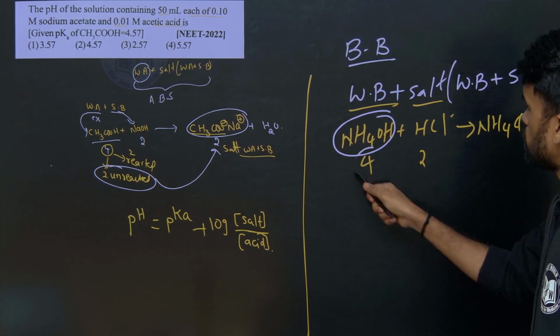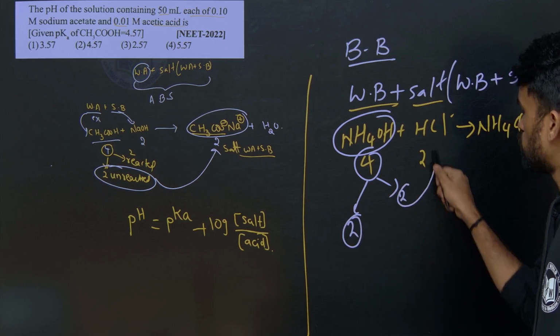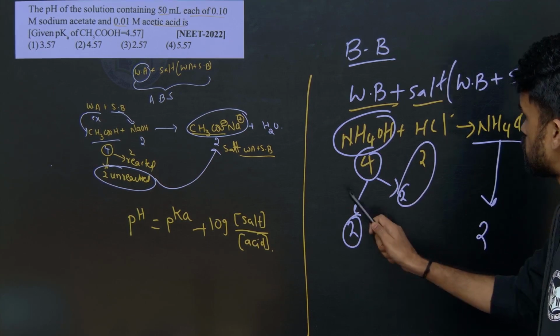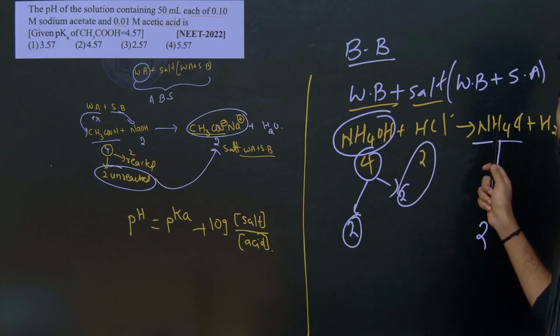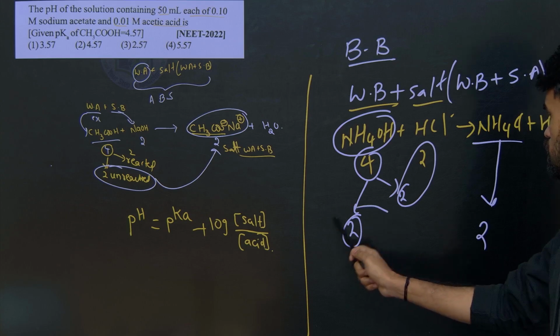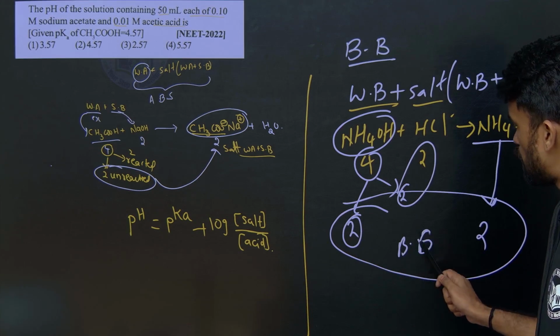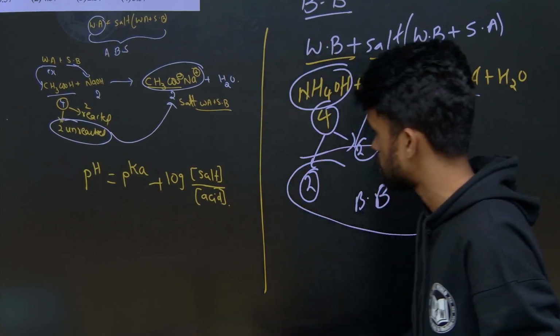Out of 4 moles, only 2 moles reacted and 2 moles remained unreacted. In the solution we have 2 moles of weak base plus salt of weak base and strong acid. So this mixture is now called a basic buffer. Whenever we have a basic buffer, the pH is calculated like this.